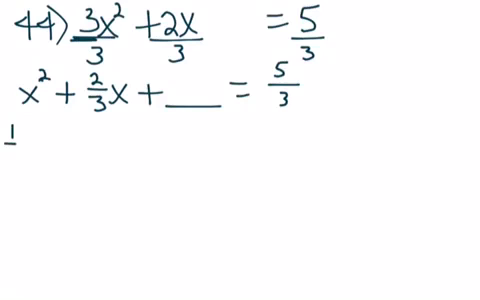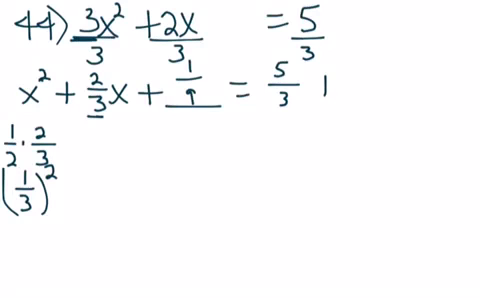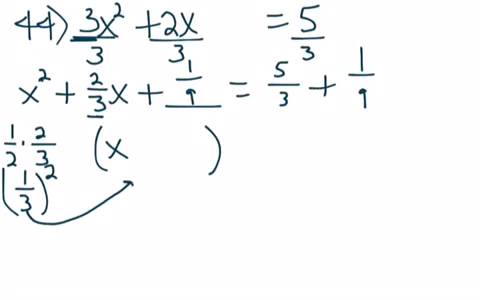Now we're going to do half of b, which is 2/3. 1/2 times 2/3 is 1/3. Then we're supposed to square that, which will give us 1/9. Then we're ready to factor the left side. We use the variable x, and what's inside the parentheses here that we squared is plus 1/3, squared equals, and if you do 5/3 plus 1/9 on the calculator, you will get 16/9.